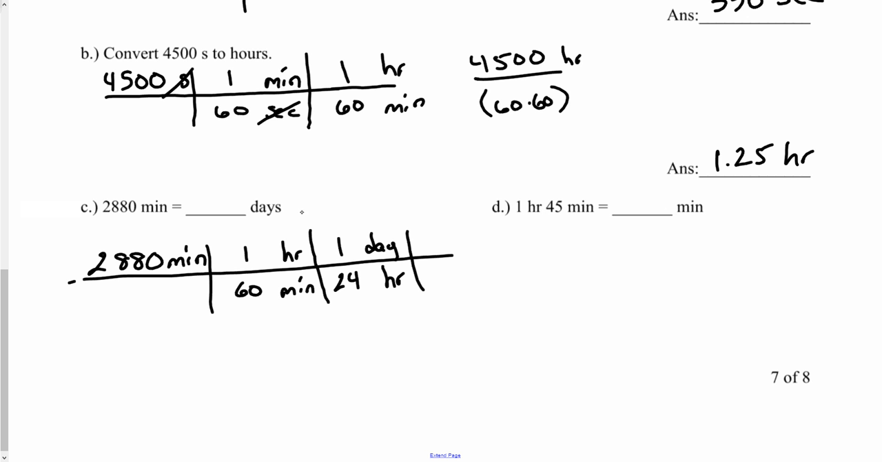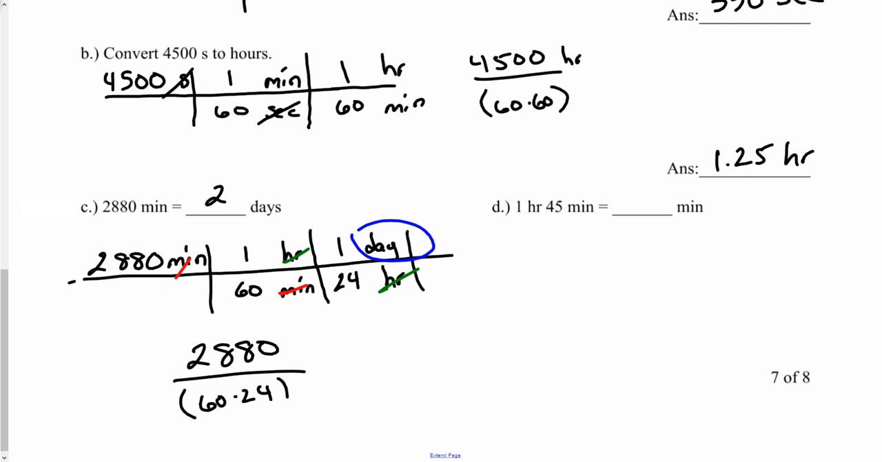Now when I look at what I've got, minutes and minutes cancels. I can say that hours and hours cancels. And what I have left is days. That's what I wanted. So in the calculator, I would put in 2,880 divided by parenthesis 60 times 24. And then if you do all that, you should come out to 2 days. There we go. 2 days.